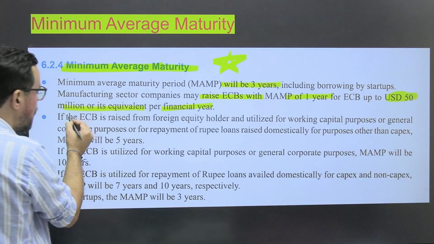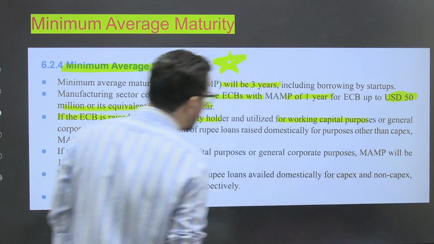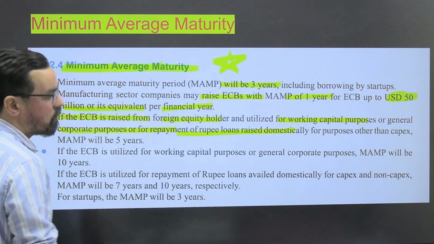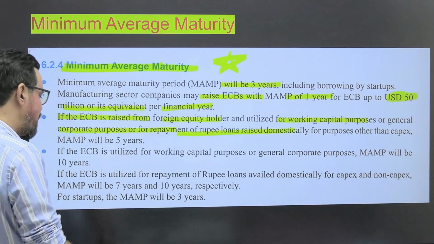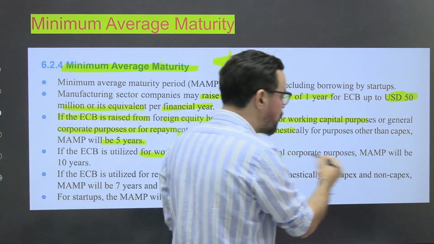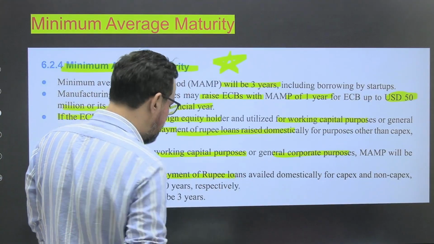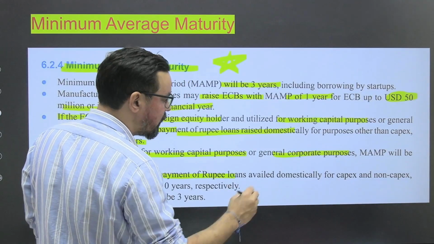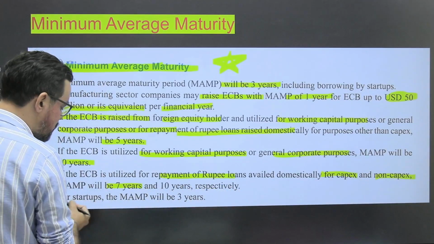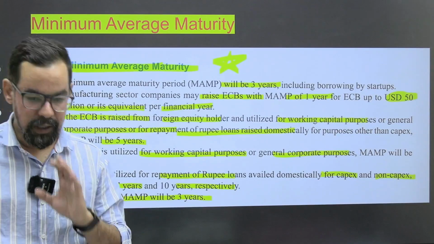So if ECB is raised from foreign equity holders and utilized for working capital purpose or general corporate purpose or repayment of rupee loan availed domestically for purposes other than capital expenditure, it will be 5 years. If ECB is utilized for working capital purpose or general corporate purpose, it is 10 years. If ECB is utilized for repayment of rupee loan availed domestically for capital expenditure, 7 years, or non-capital, 10 years. So 7 years, 10 years. Startups, again the minimum average maturity period will be how many years? 3 years. So in general, 3 years.